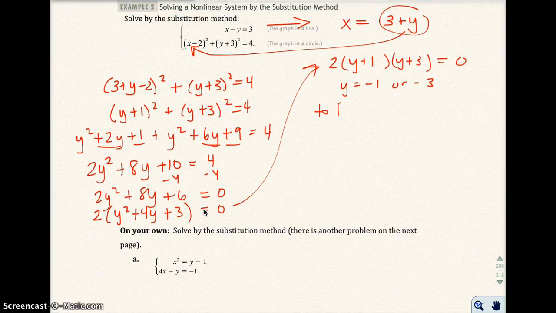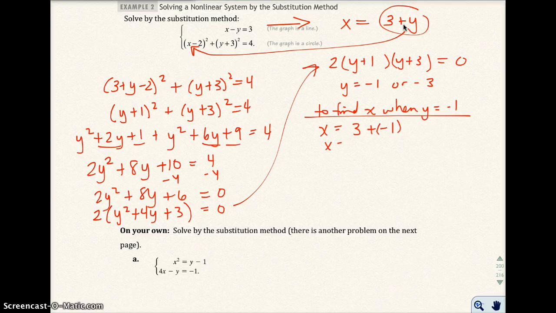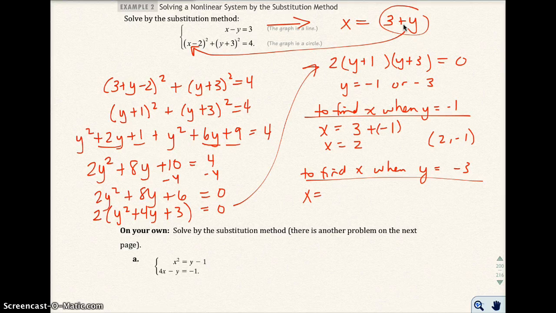Let's find x. So to find x when y equals negative 1, you can plug that into here or here, but it's probably easiest to put it in there. So x equals 3 plus a negative 1, so x equals 2. I get (2, negative 1). And then to find x when y equals negative 3, I get x equals negative 3 plus negative 3, which is 0. So I get (0, negative 3).